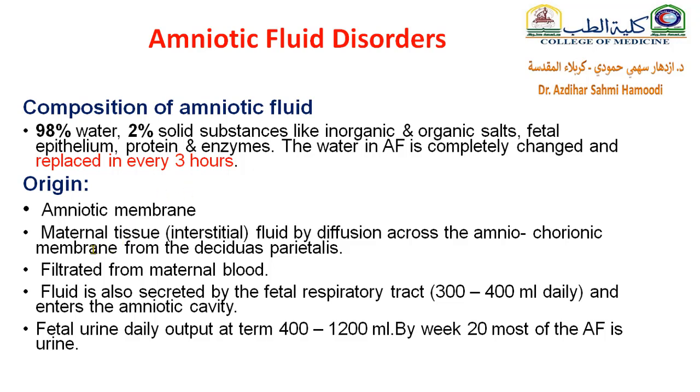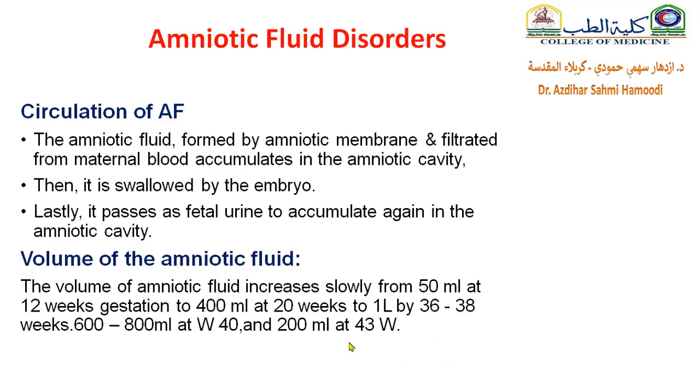The origin of amniotic fluid: it comes from the amniotic membranes, maternal tissue, and interstitial fluid by diffusion across the amniochorionic membranes in the decidua, filtered from the maternal blood vessels, and also secreted from the fetal respiratory tract, reaching up to 400 milliliters daily. And fetal urine daily output at term reaches 1,200 milliliters. So the largest amount of amniotic fluid comes from the fetal urine output. By week 20, most of the amniotic fluid comes from the fetal urine output.